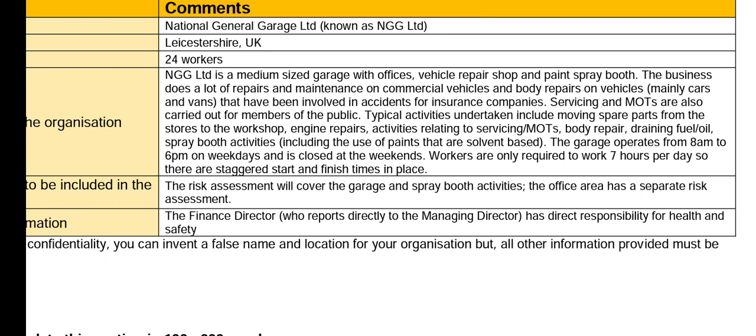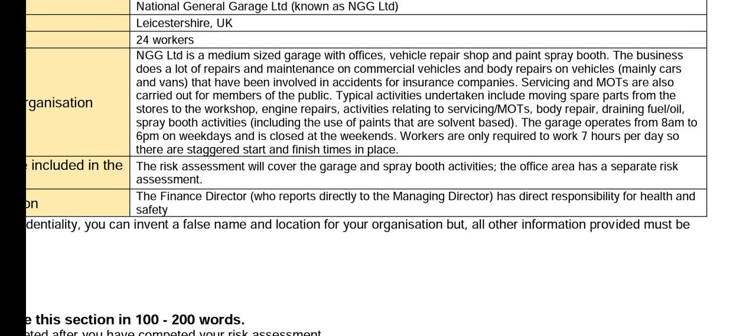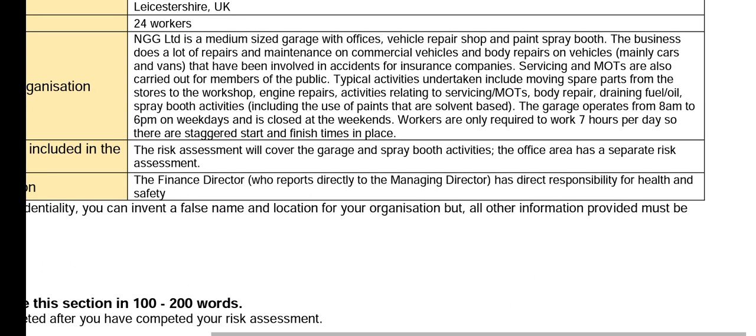Typical activities undertaken include moving spare parts from the store to workshops, engine repairs, activities relating to servicing or MOTs, body repair, draining fuel or oil, and spray booth activities including the use of paints that are solvent based. They also mention the activities. The activities are moving spare parts from the store to workshop; this is one activity. Engine repair, the second activity, and servicing and MOTs. That is also an activity they mention.